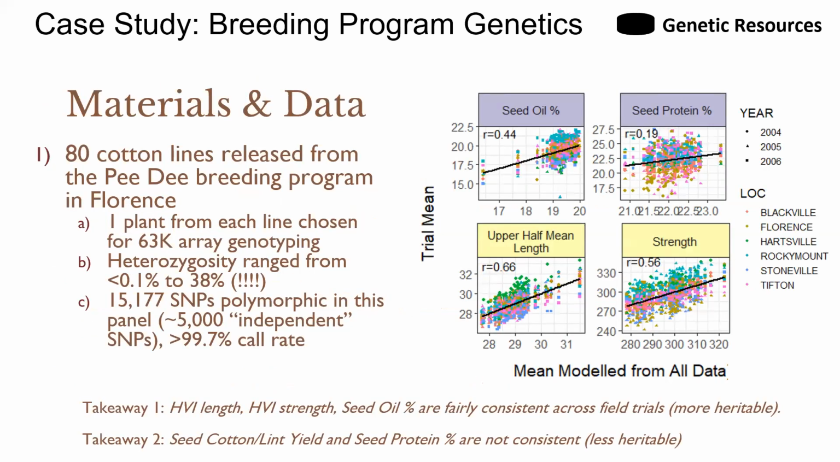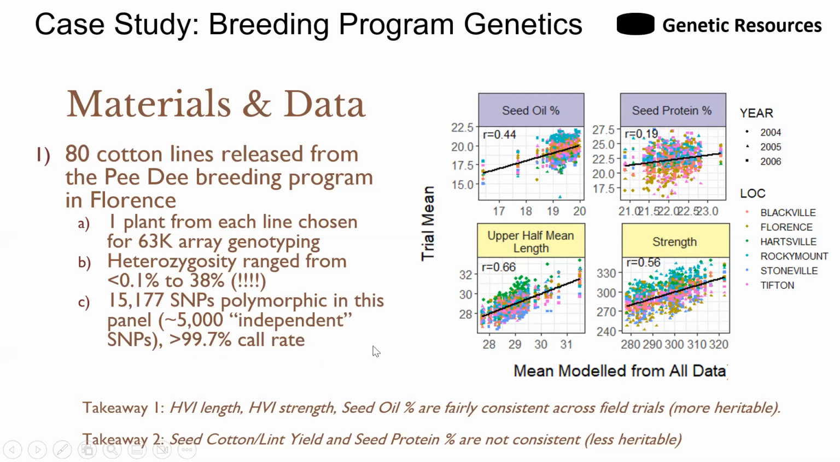For this study, we worked with 80 different cotton lines that had been released from the South Carolina PD breeding program in Florence, South Carolina. We genotyped 1 plant from each line using the 63K array. Interestingly, we found that the heterozygosity had quite a large range in these materials. We were able to extract 15,000 SNPs that were polymorphic within this data set and had a very high call rate. So the high quality data coming off of the 63K array was great for this study.